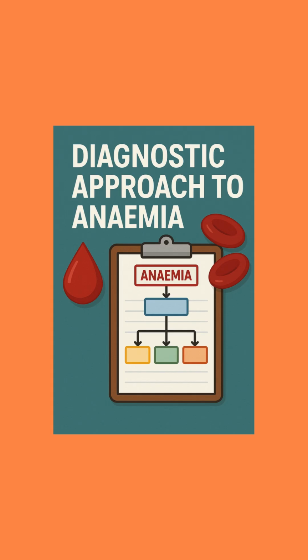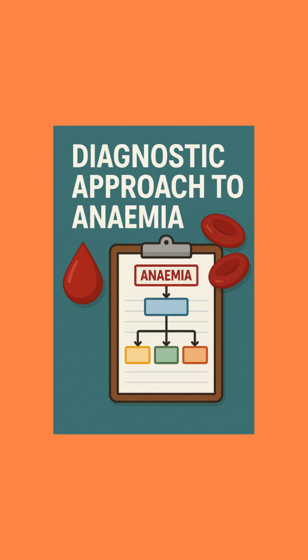Next, assess severity. Mild, moderate, or severe. This helps determine urgency. Severe anemia, say, Hb less than 7 grams per deciliter, may require immediate intervention. Step 2. Classify by red cell size, the MCV approach.